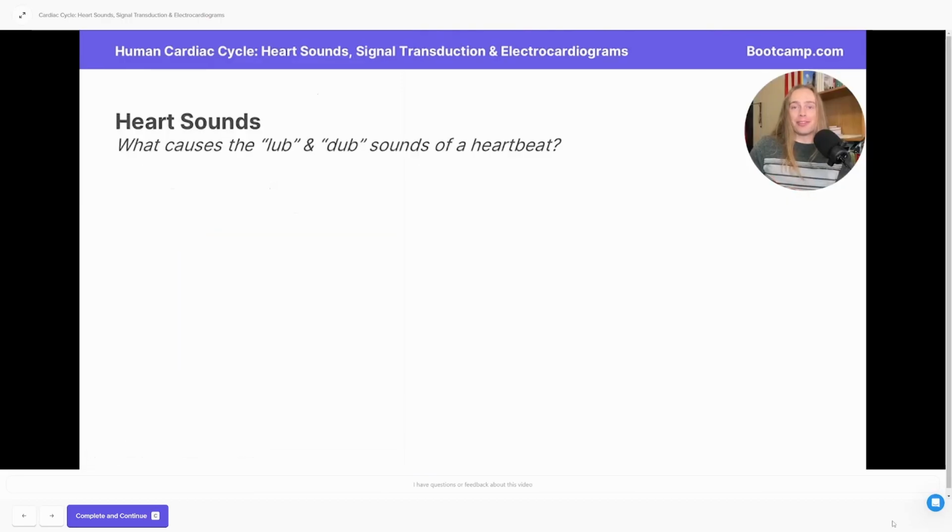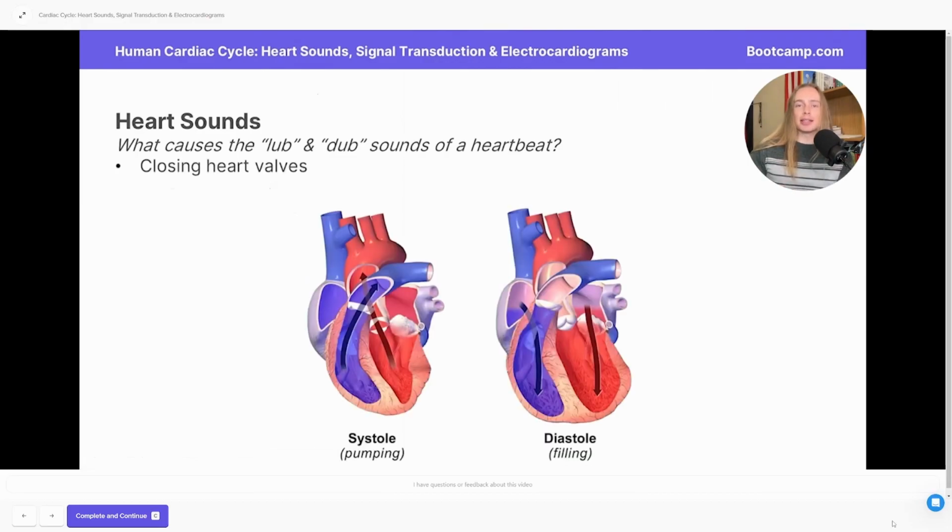I'm sure that you're all familiar with the sounds that the heart makes, that lub-dub. The crazy part about this is that lub and dub are actually proper medical terms. So what's going to make these heart sounds then? What makes the lub and dub sound? It turns out what's actually creating these sounds is the closing of our valves in the heart, whether they be our atrioventricular valves closing or our semilunar valves closing.